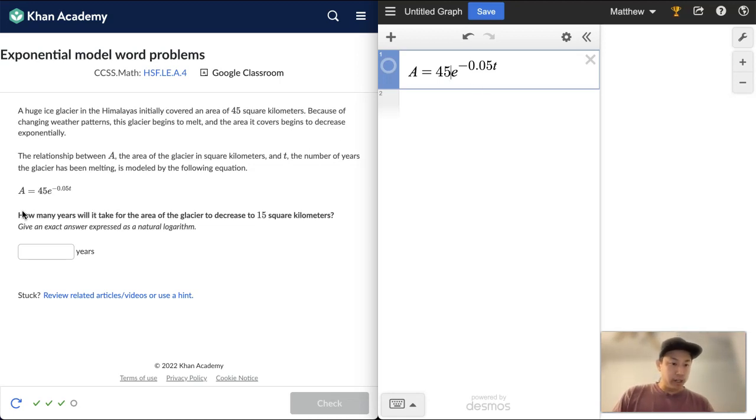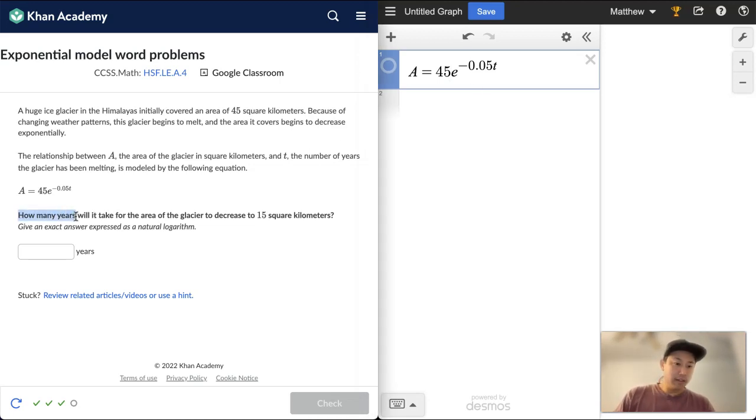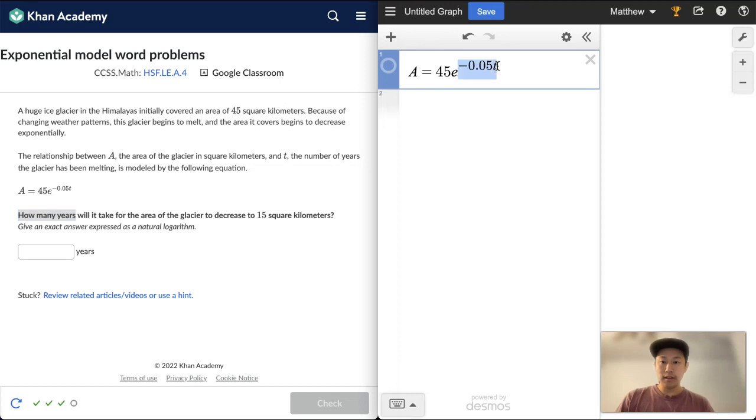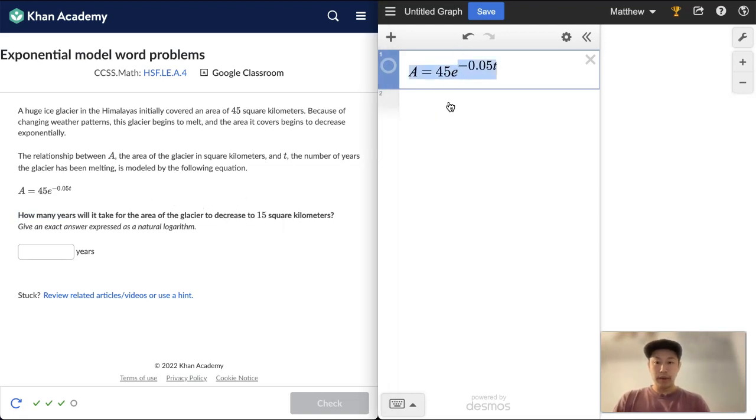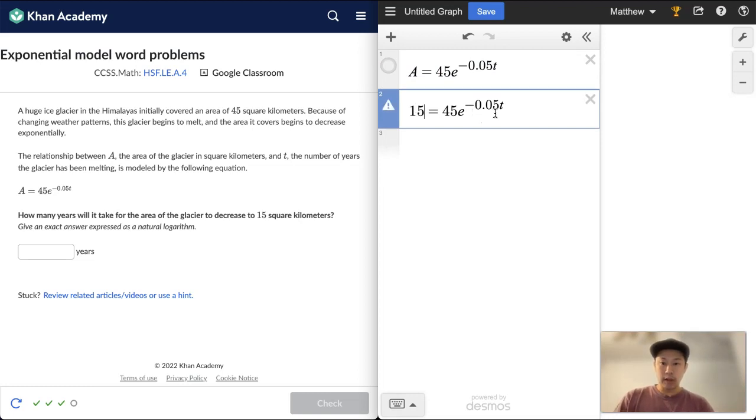I'm going to read the question. How many years? Pause. You can already think, hey, they're asking how many years, so you're solving for t. How many years will it take for the area of the glacier to decrease to 15 square kilometers? They're giving us the area is 15 square kilometers, so I can replace this A value with 15. Then we have an equation, again, with one variable to solve.